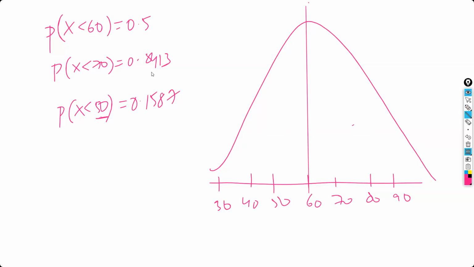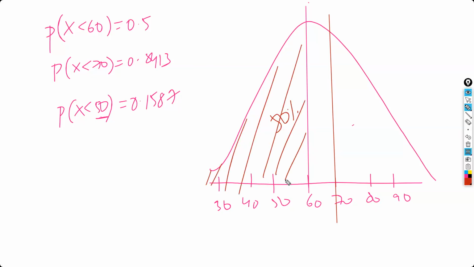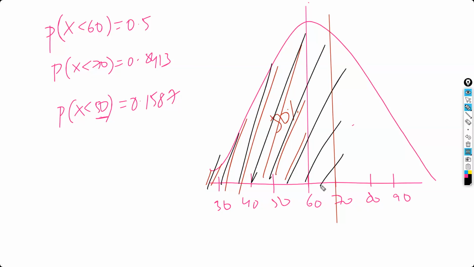Now, less than 70, 0.84 means, very simple question I'll ask now. This is less than 70. Less than 70 means from where? Starting value, that is minimum value, to 70. Already from minimum value to 60, this area is already 50%. Now you are calculating up to 70, that is, this entire area is 0.84.